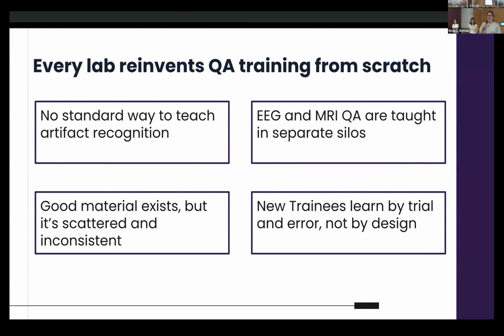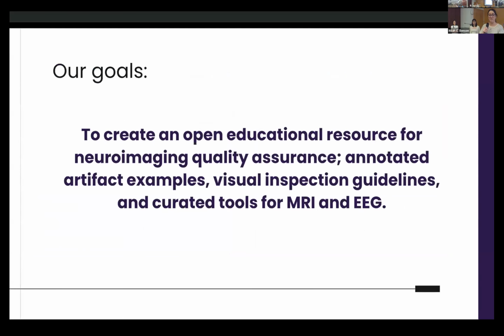There's a lot of good material out there, but it's pretty scattered. Sometimes it can be really hard to find, and it can be pretty inconsistent. I know I've gone through some data and found 50 different opinions on how to reject artifacts, and I'm sure you've done the same. Importantly, a lot of new trainees learn by trial and error and not by any structured design. So our goal was to create an open educational resource for neuroimaging quality assurance.